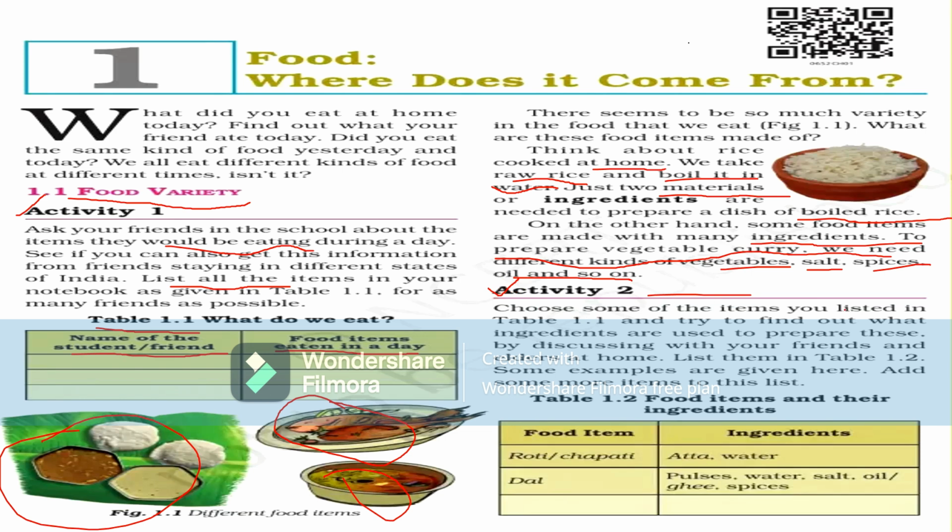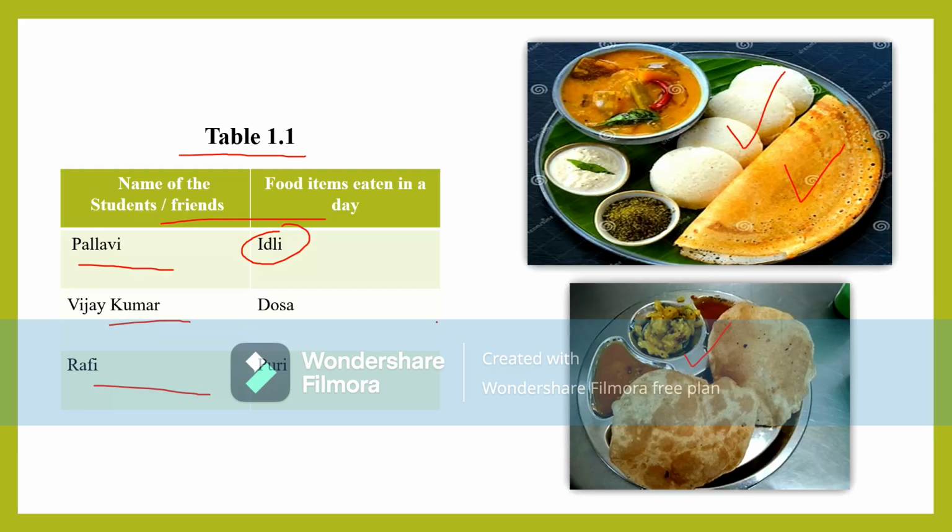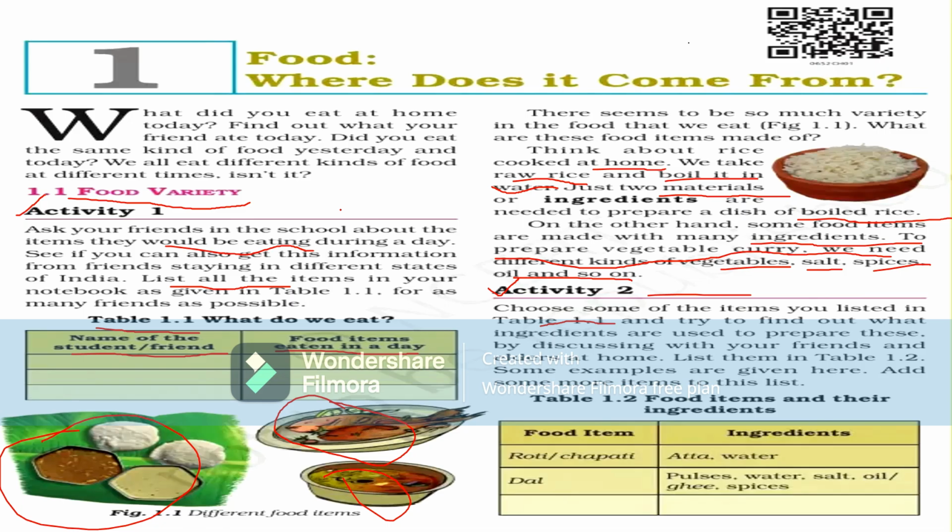Okay. Next, moving towards activity 2. Choose some of the items you listed in table 1.1. As I listed here, there are food items. You can take the items which you have listed, and try to find out what ingredients are used to prepare these by discussing with your friends.